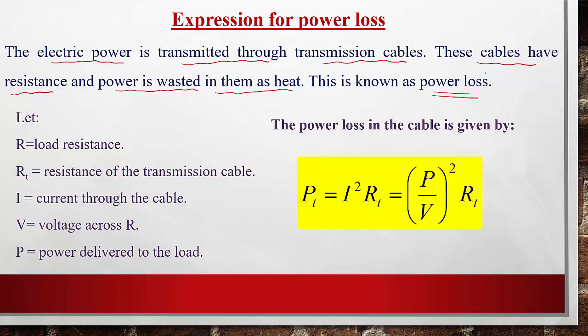The power loss in the cable is given by the equation. Power loss in the transmission cable is denoted by PT. PT equals I square RT, or we can write (P by V) whole square RT. This is the expression for power loss in the transmission cables. Here R is the load resistance, RT is the resistance of the transmission cables, I is the current through the cable, V is the voltage across R, and P is the power delivered to the load.